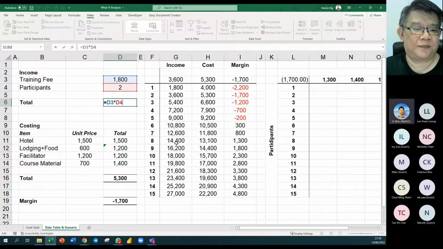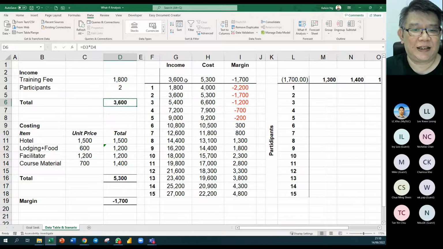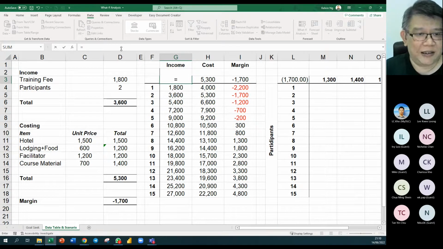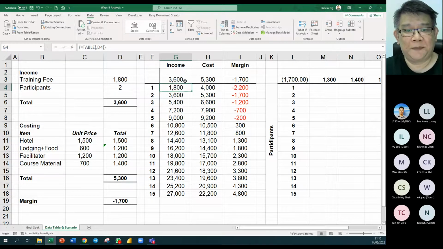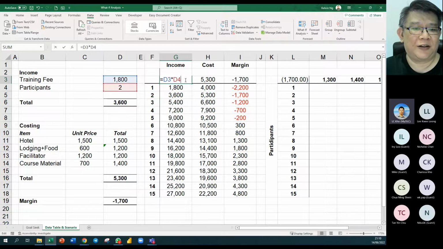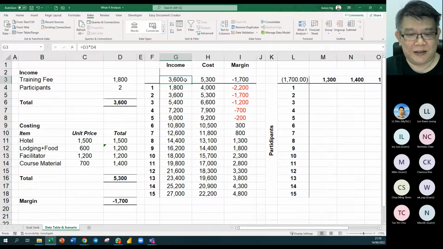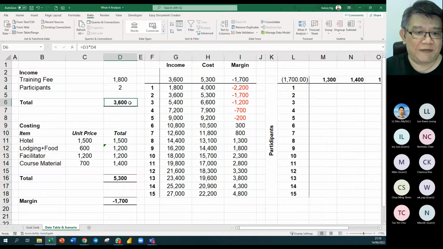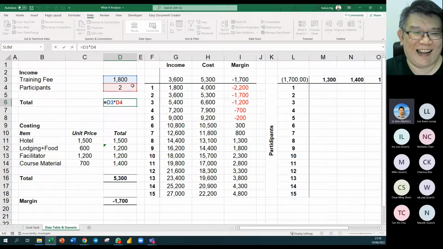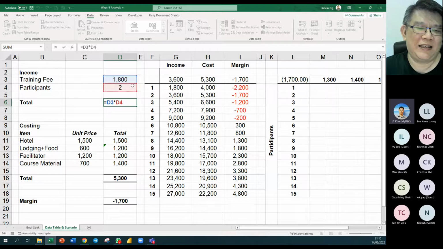Unless I'm very hardworking, I click this one and say, oh, this one is equal to this one multiplied with this one. So it's a formula, right? Same. Sorry, I'm being lazy. What I do is I just put equal to this one, because D6 also has the same formula.